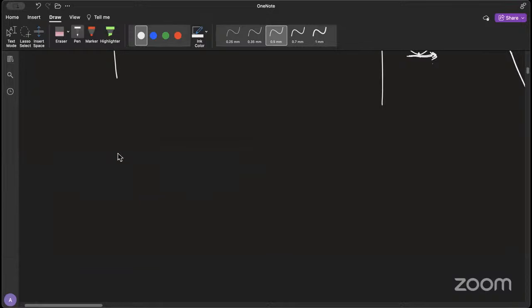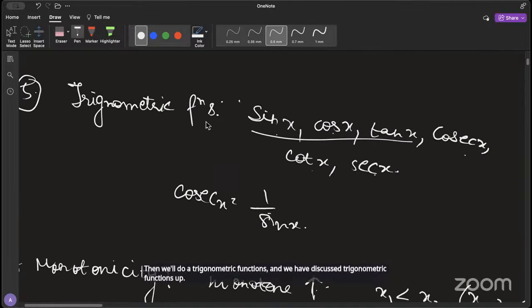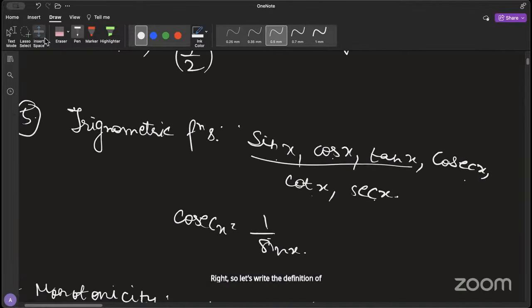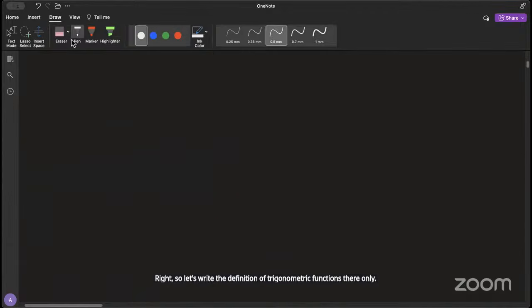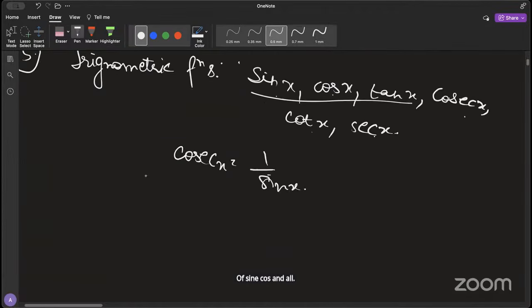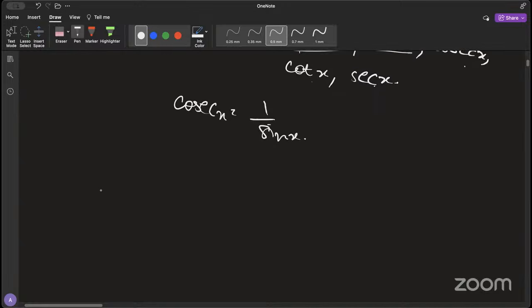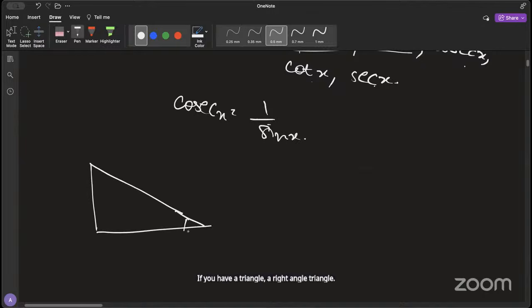Then we'll do trigonometric functions. Indeed, we have discussed trigonometric functions before, right? So let's write the definition of trigonometric functions here, of sine, cos, and all. So your sine of x is basically, if you have a triangle, a right angle triangle, whose this angle is this angle. Let's say it's theta radian, and then this is 90 degrees.